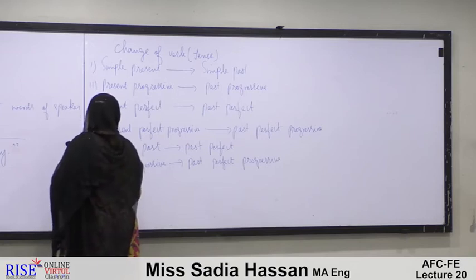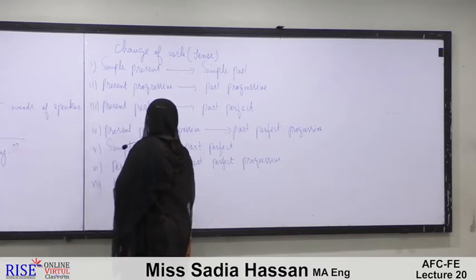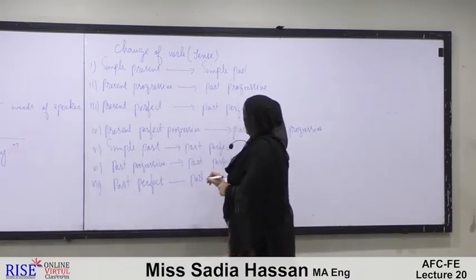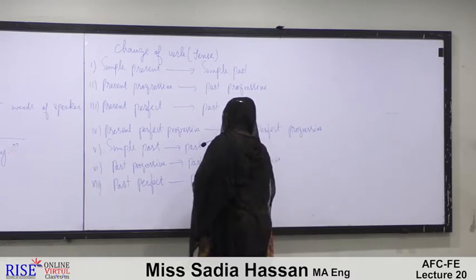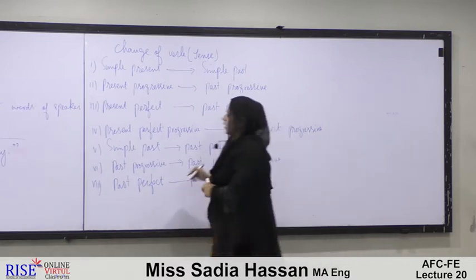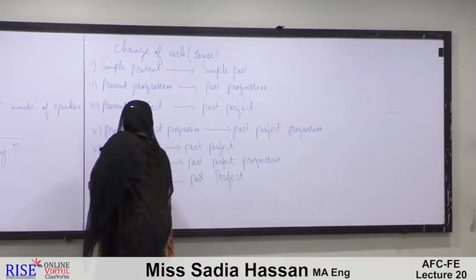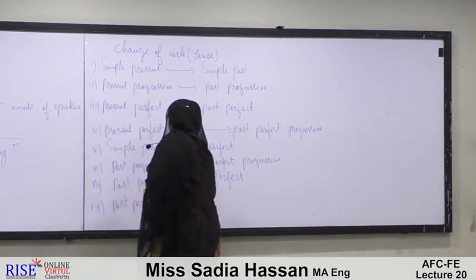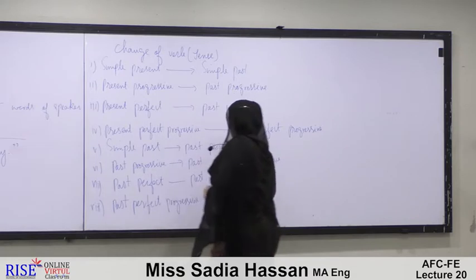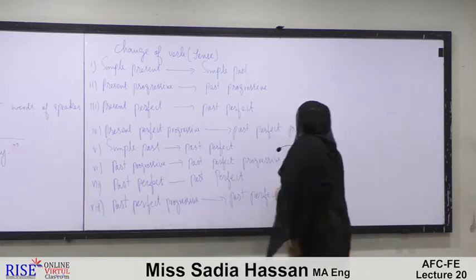Number seven is past perfect into past perfect. It remains unchanged. Past perfect remains unchanged. Rule number eight is past perfect progressive, which also remains unchanged.